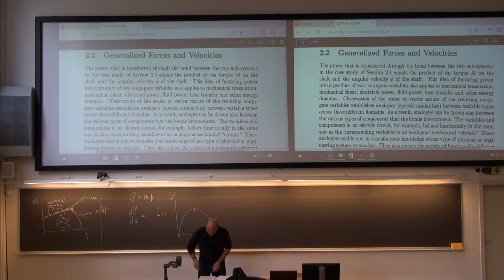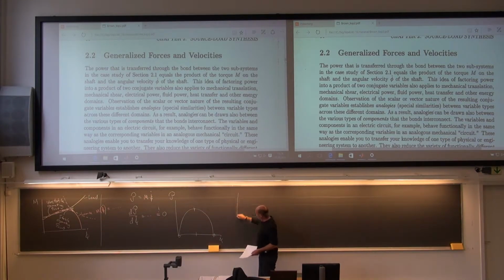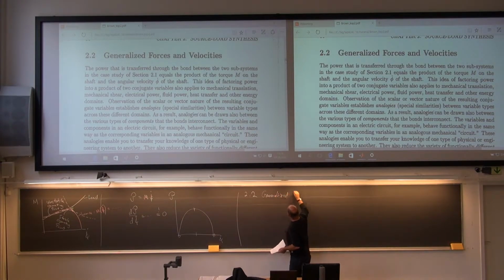Now we jump to 2, generalized forces and velocities. Generalized force and velocity. Force, velocity.